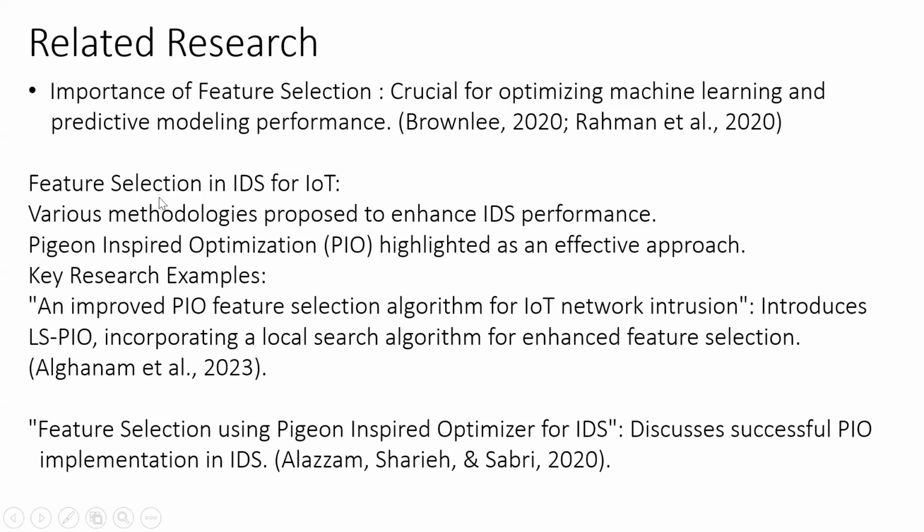And also we have related research on feature selection in IDS for IoT. Various methodologies have been proposed to enhance IDS performance. Pigeon Inspired Optimization is highlighted as an effective approach. We have two related researches. The first is titled an improved PIO feature selection algorithm for IoT network intrusion, by Alganam et al. The second is feature selection using Pigeon Inspired Optimization for IDS, by Azam, Sari, and Sabri, 2020.